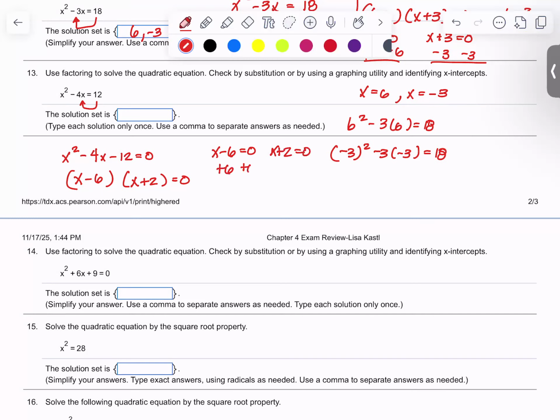Add 6 here, x is 6. Subtract 2 here, x is -2. I do a quick check, and they both check, they both work.